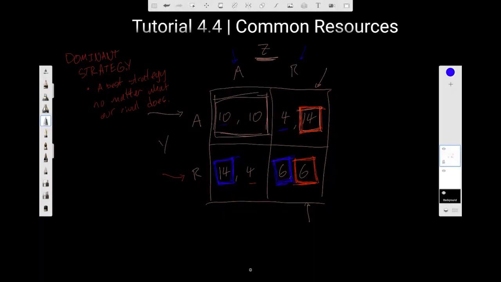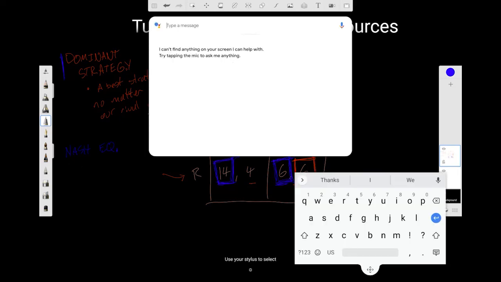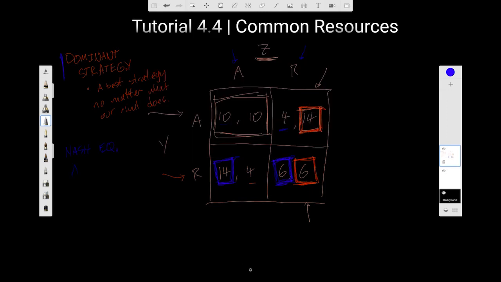Okay, so this gives us a useful tool, the dominant strategy. We have one more tool that we care about, particularly in this class. And it's called the Nash equilibrium. Our Nash equilibrium is a set of choices, a set of strategies. In this case, a pair of strategies where neither player wants to change.